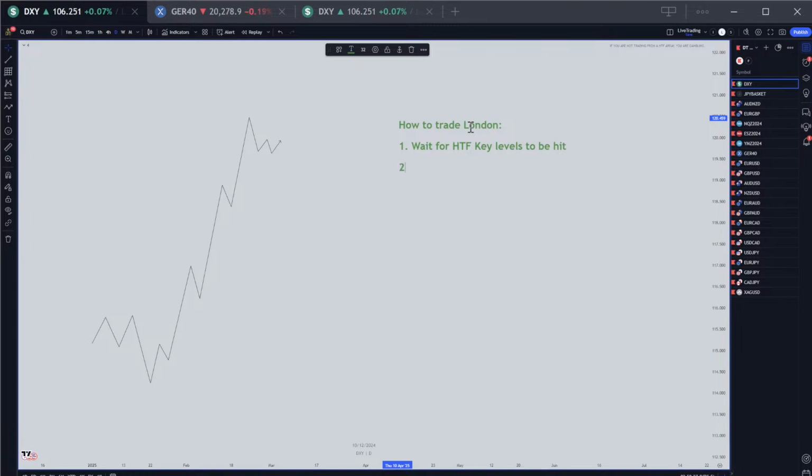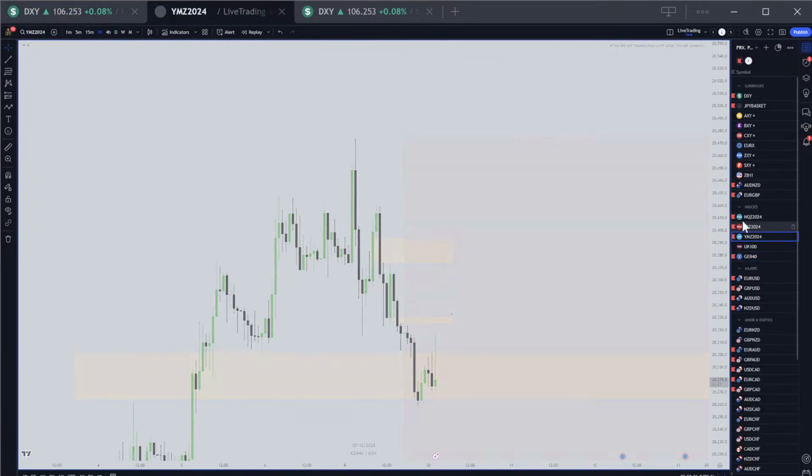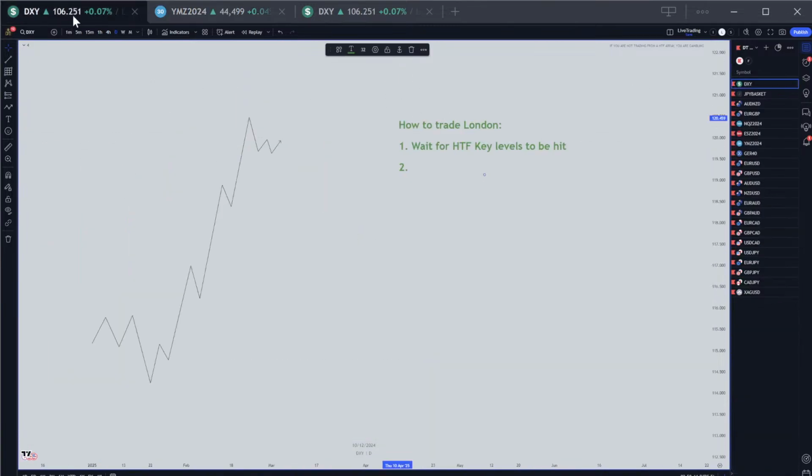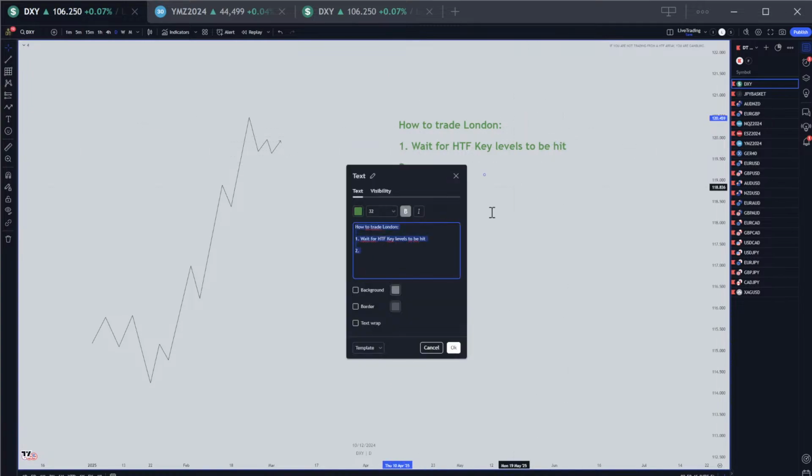How to trade London? You wait for higher time frame key levels to be hit. That's always your starting point. Just like I mentioned earlier this stream on the YM trade, here on the 4-hour, you wait for a higher time frame array. Yesterday was a 4-hour array to be hit. Higher time frame, I would say, is daily, weekly, monthly. You can also expand. I like 4-hour structures as well to be added here. Just have a good hit rate with them.